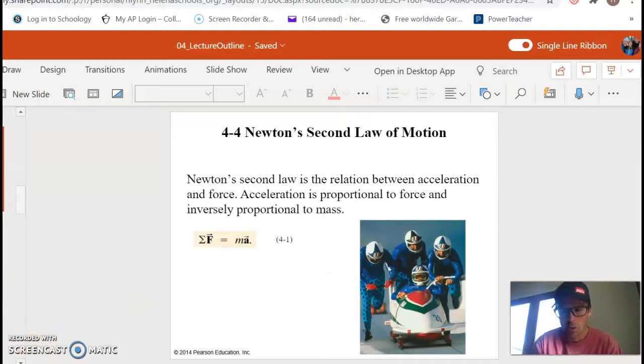Okay, so second law. Second law is basically just an equation that relates net force to mass and acceleration of an object. And if you look at the equation here, there's a summation symbol, which means the sum of the forces, and that is super, super, super important. And let me take a moment to illustrate what I'm talking about here.